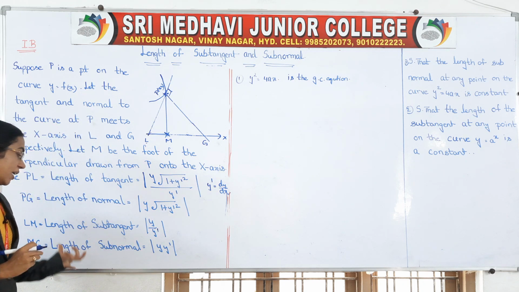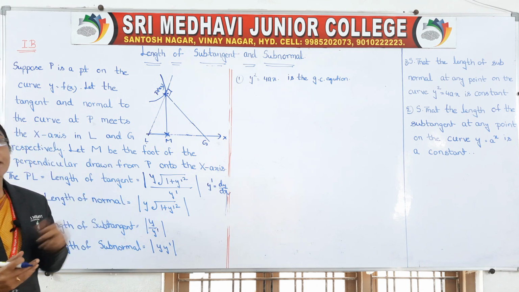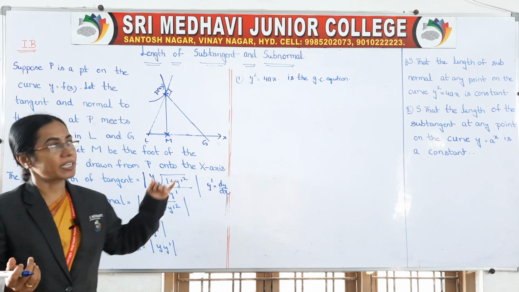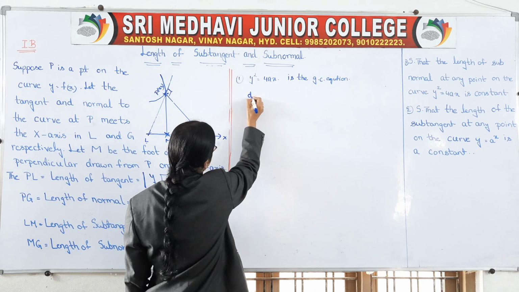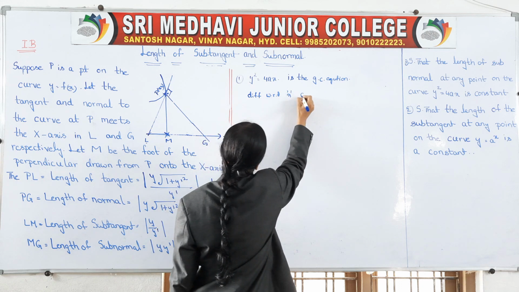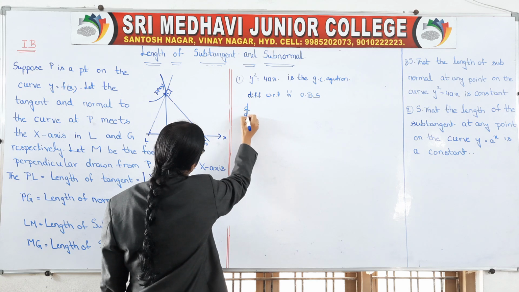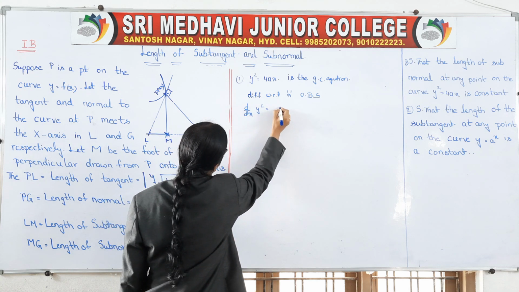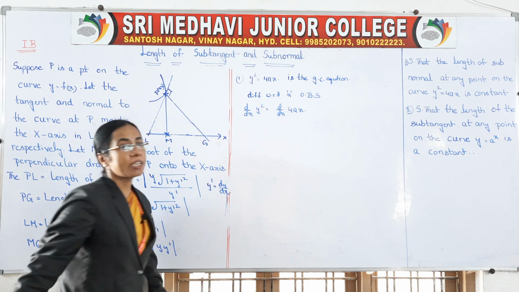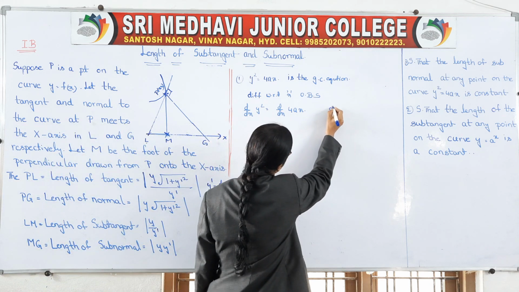See, the length of subnormal formula is modulus of y into y dash. So we need a y dash value. What is y dash? Y dash is equal to dy by dx. So come on, differentiating this with respect to x on both sides, right. Then what happens? It is d by dx of y square is equal to d by dx of 4ax. Okay. So we can write d by dx of y square. You know the formula.